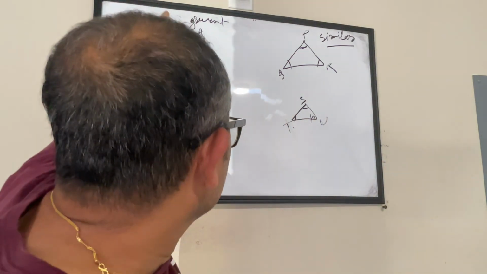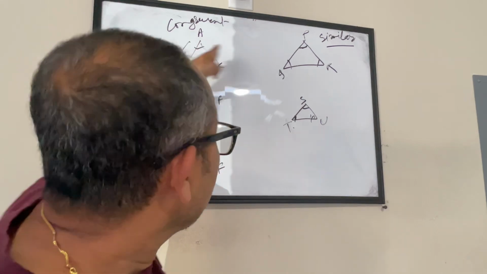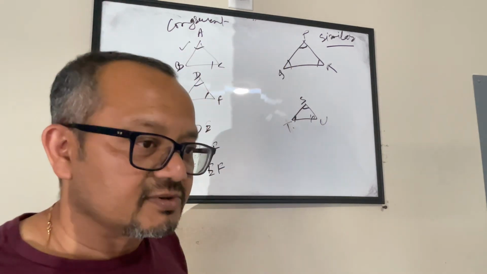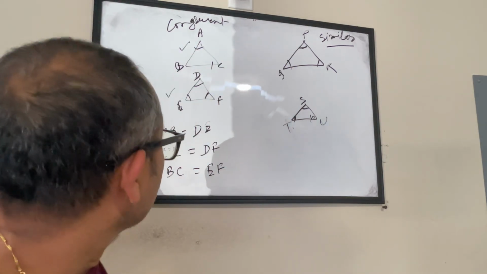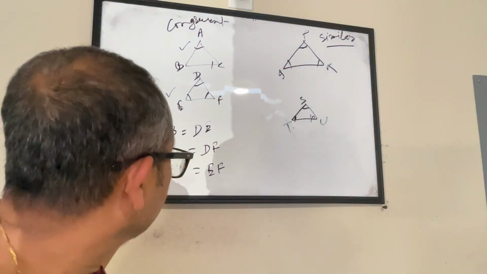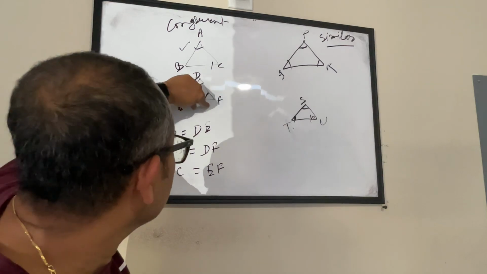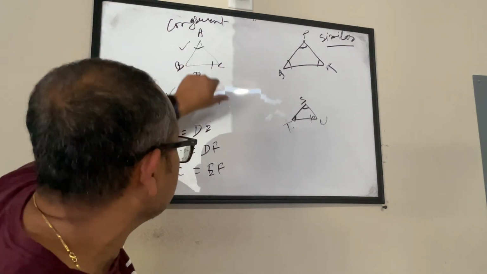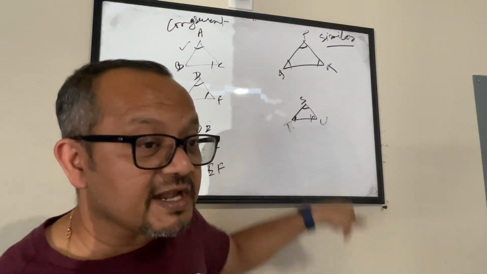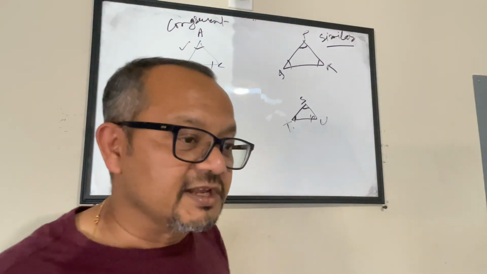So I have one situation where I have two triangles as congruent and I have two triangles as similar. When they are congruent, sides are equal to each other. So this side is equal to this side, and this side equal to this side. In this case, that is not the case. Do you know what happens mathematically here when they are similar?